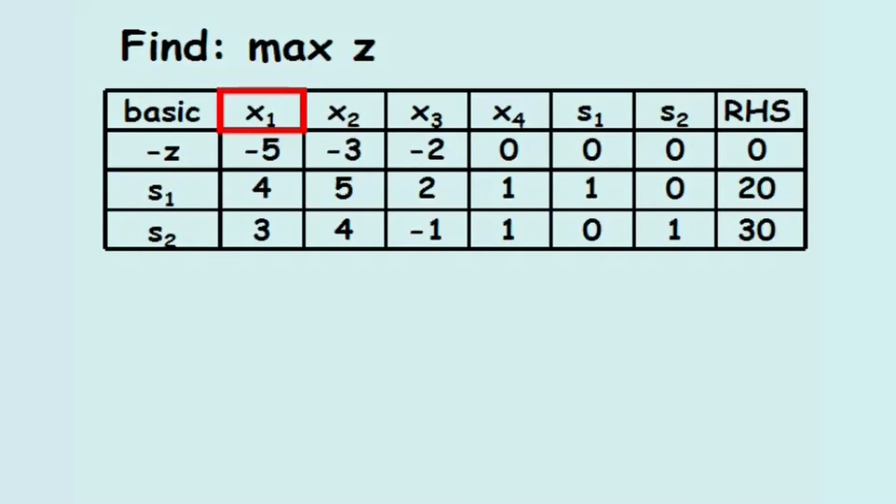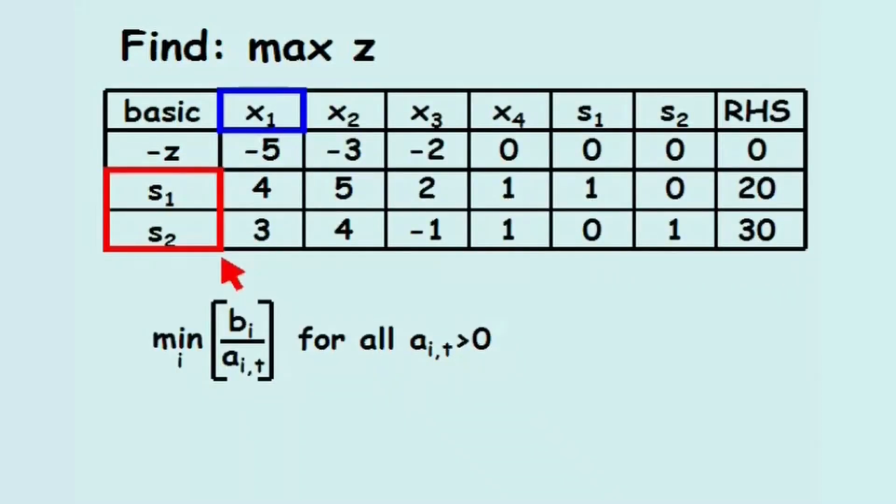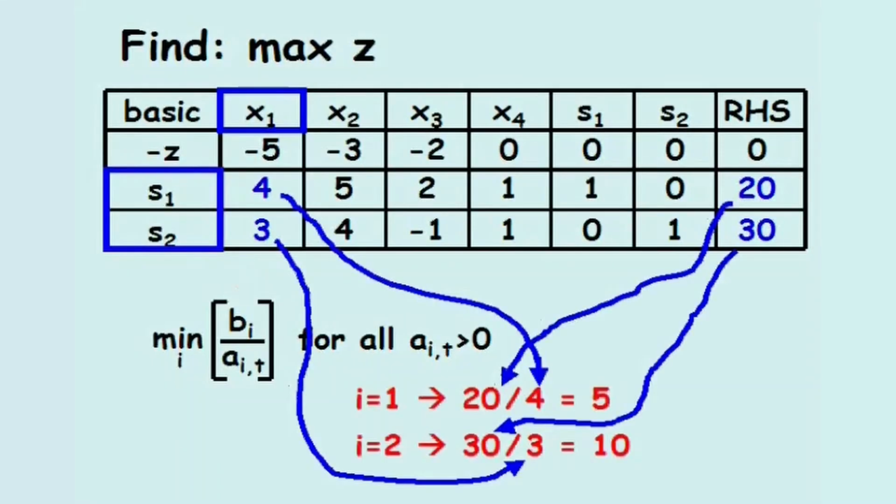Next, the ratio test is conducted to determine which basic variable will leave the basis. The variable to leave the basis will be in the row I, which has the smallest positive ratio B over A for the column associated with the variable entering the basis. If we assign S1 to I equals 1 and S2 to I equals 2, since 5 is a smaller positive number than 10, then S1 will leave the basis. The ratio test ensures the new basis is feasible.